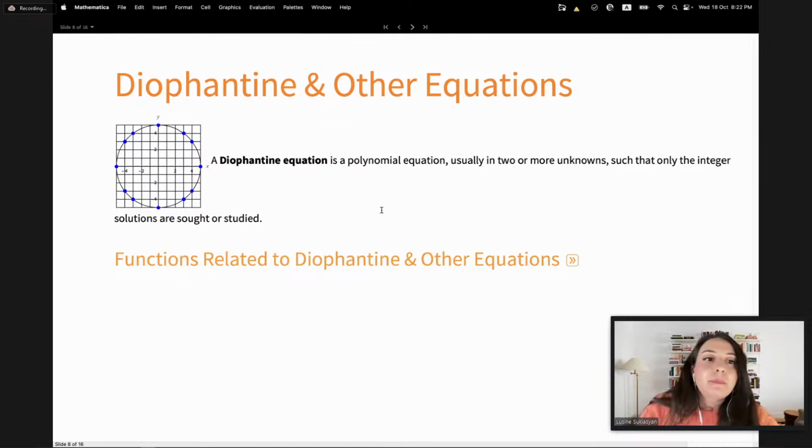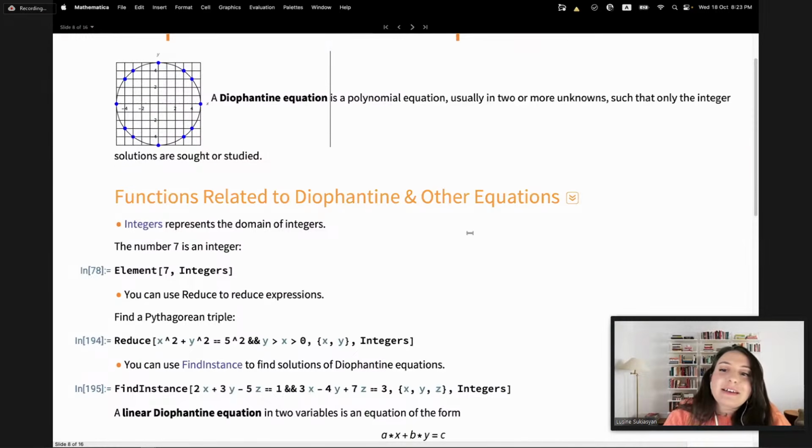Okay, so the next category is Diophantine and other equations, which is a huge subject in number theory. What is a Diophantine equation? It is a polynomial equation, usually in two or more unknowns, such that only the integer solutions are sought or studied. It's very difficult to solve a given Diophantine equation. It's not always possible. So we just say we solve a certain, a given Diophantine equation.